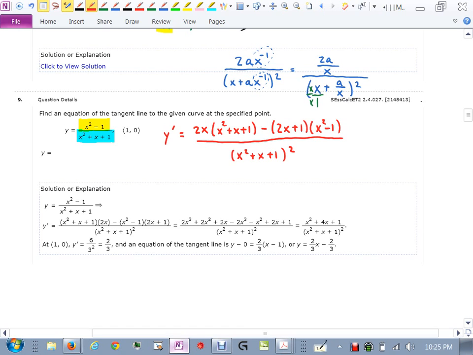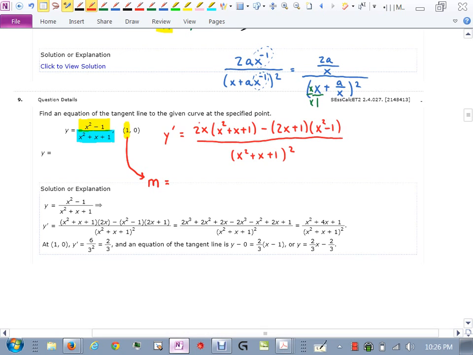Now we could try and clean this up. In fact, they do that here. They clean this all up and they get something. But really, if I want to know what the slope of the tangent line is at this point, then I really want to know what happens when x is 1. So what I'm going to say is that the slope is going to be equal to, now I'm saying the slope at that point when x is 1, just plug 1 in for all your x's.